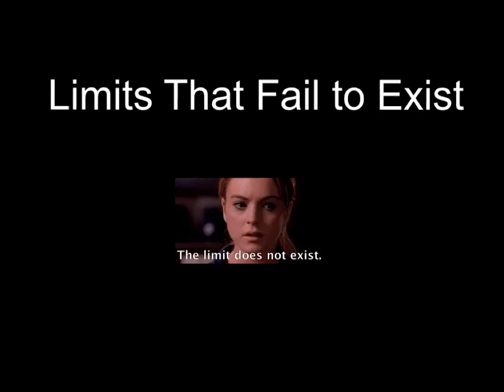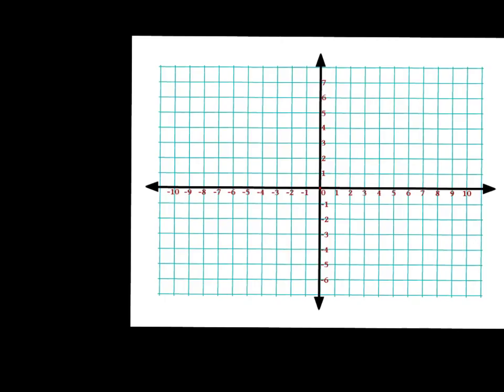Today we are looking at limits that fail to exist. So let's say we were given the function the absolute value of x over x, and we wanted to take a look at the limit as x approaches 0 of this function. Well, we know that the function is undefined when x equals 0. But remember, when we talk about limits, we don't really care what happens at x equals 0. We're talking about what happens as x gets really, really close to 0.